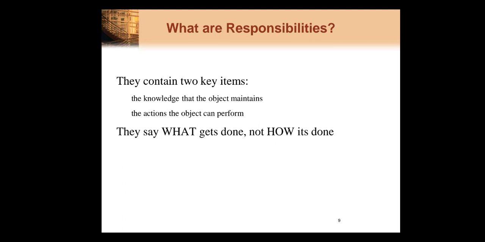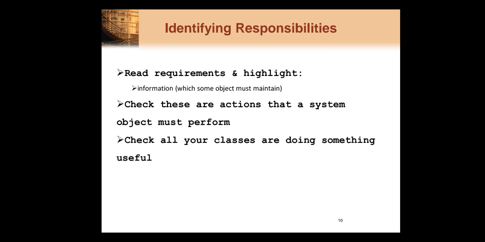So they contain two key items: the knowledge that the object maintains, what type of knowledge that object has, and which type of action that object may perform, that means which type of function the object of that class is performing. That means what gets done rather than how it is done.